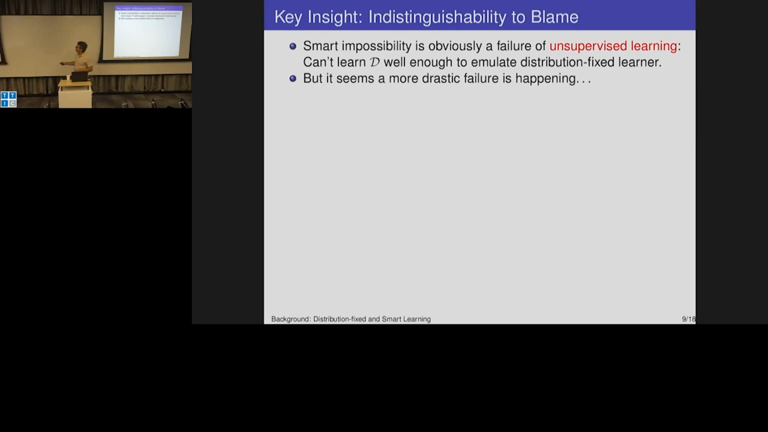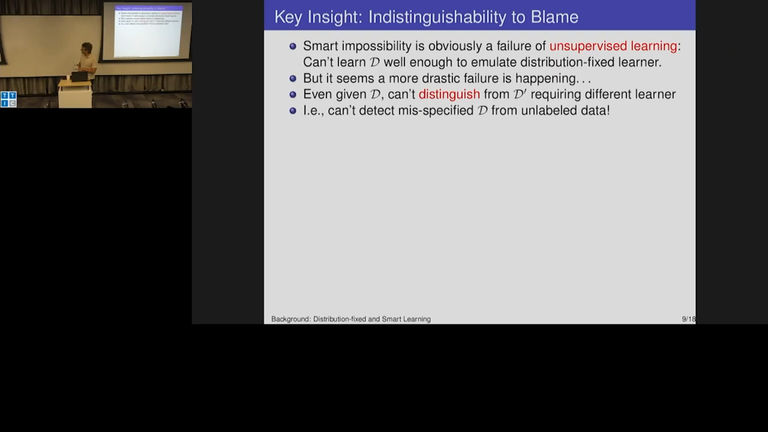So how can I interpret this impossibility of smart learning? I claim that it's easy to think of this as a failure of unsupervised learning. Just by looking at the unlabeled data, you can't learn the marginal well enough to emulate the best distribution-fixed learner. So it's almost self-evidently a failure of unsupervised learning, this inability to be smart. But what we noticed is that something even worse is happening in the examples we were able to find of this.